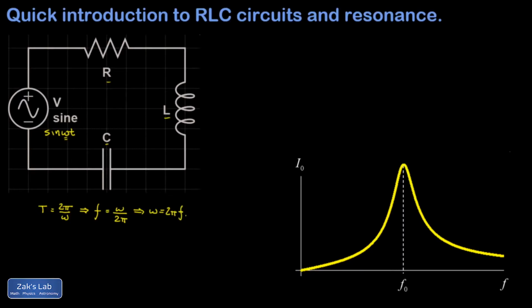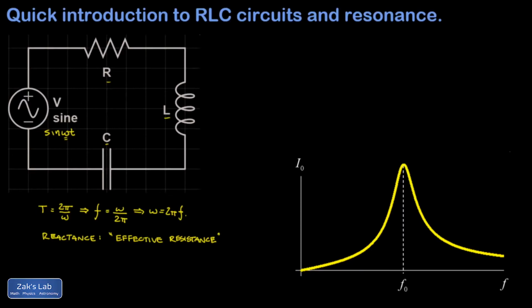Now the idea of the reactance of a capacitor or an inductor is that inductors and capacitors have some effective resistance in a circuit in the sense that they resist the flow of current, but this isn't the same as the resistance of a resistor that dissipates power. So it has to have a different name. So you can think of reactance as effective resistance for one of these circuit elements.